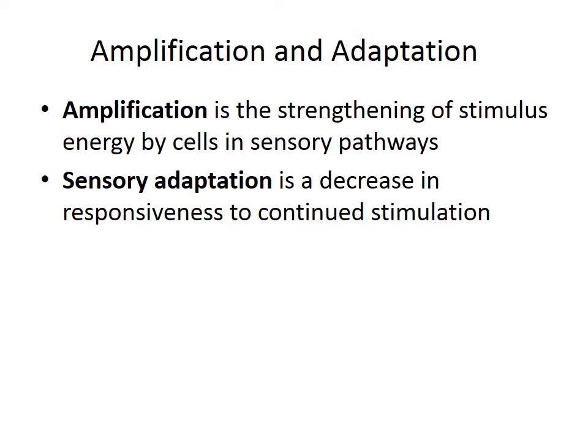Amplification is the strengthening of the stimulus energy by cells in sensory pathways. So we always amplify the signal. And then sensory adaptation is a decrease in responsiveness to continued stimulation. And what does that mean? If we sit on, like, a stone, initially it'll be kind of pokey and you'll feel uncomfortable. But then sensory adaptation occurs, and you don't get that stimulus anymore. The brain figures out that we're not going to be moving, so might as well cut off the pain response, because it's not that bad.